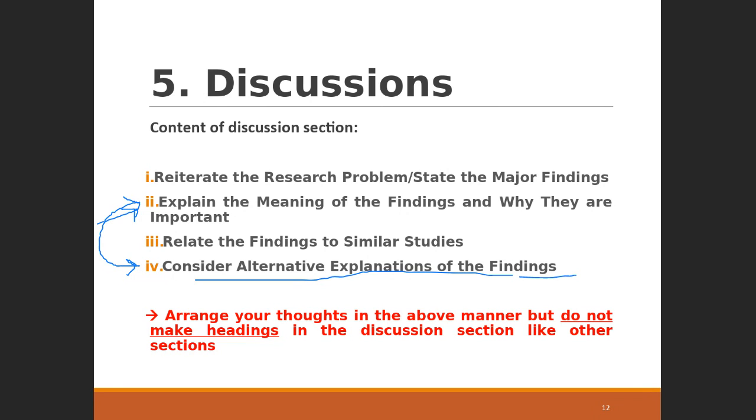Sometimes when your hypotheses are accepted, you need to focus on some alternative explanations as well. What do I mean by alternative explanation? Let me give you an example. For instance, your finding is that female students are more inclined towards luxury consumption as compared to the male students. Now, this could be attributed to the differences in gender, okay? But there could be other alternative explanations for why female students are more prone towards luxury consumption as compared to the male students.